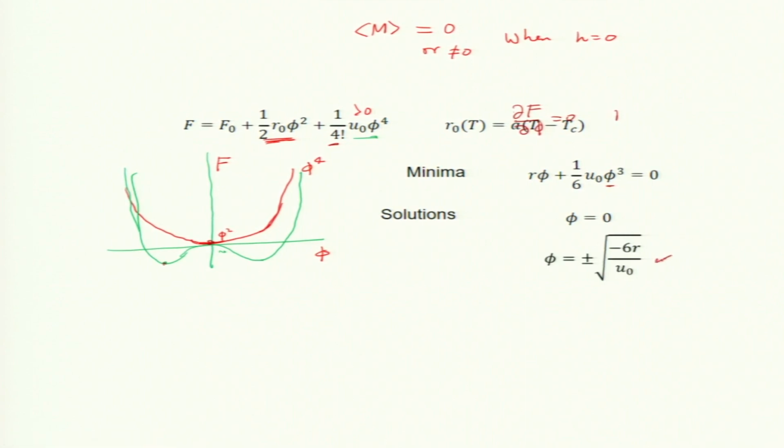Now, this solution is valid only when R is negative or temperature is less than Tc, that is why you are choosing R as T minus Tc, T is less than Tc. So, when temperature is below the critical temperature, then I will get two solutions. So, what is this? This is positive spin and this is a negative spin. So, overall magnetization is either up or down, and both of them have same magnitude because of up down symmetry. So, these are the solutions.